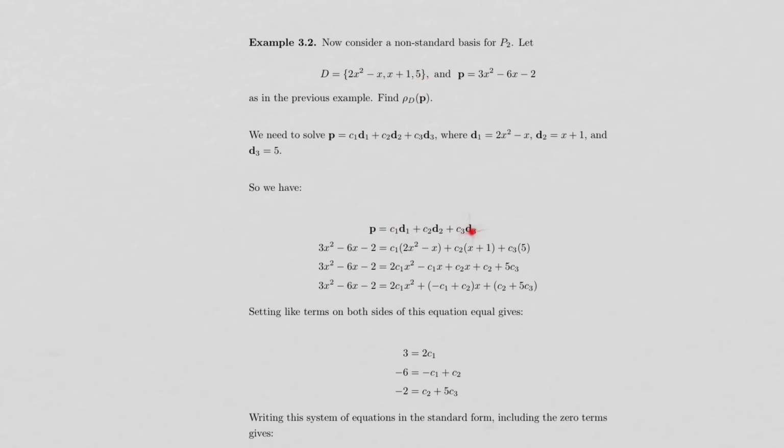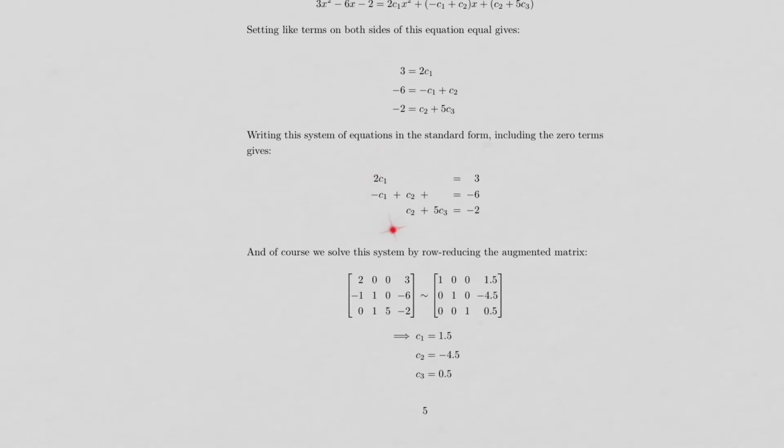Well, we start with our linear combination again. On the left-hand side, I've got P. On the right-hand side, I've got a linear combination of the basis vectors with the C's as the coefficients. And if I combine like terms and simplify the right side, I can write the right side as some number times x squared plus some other number times x plus a constant, and set like terms on both sides equal to each other. So 3x squared has to equal 2c1x squared, and minus 6x has to equal minus c1 plus c2 times x, etc. So I get this system of equations, which I can write in the standard form like this.